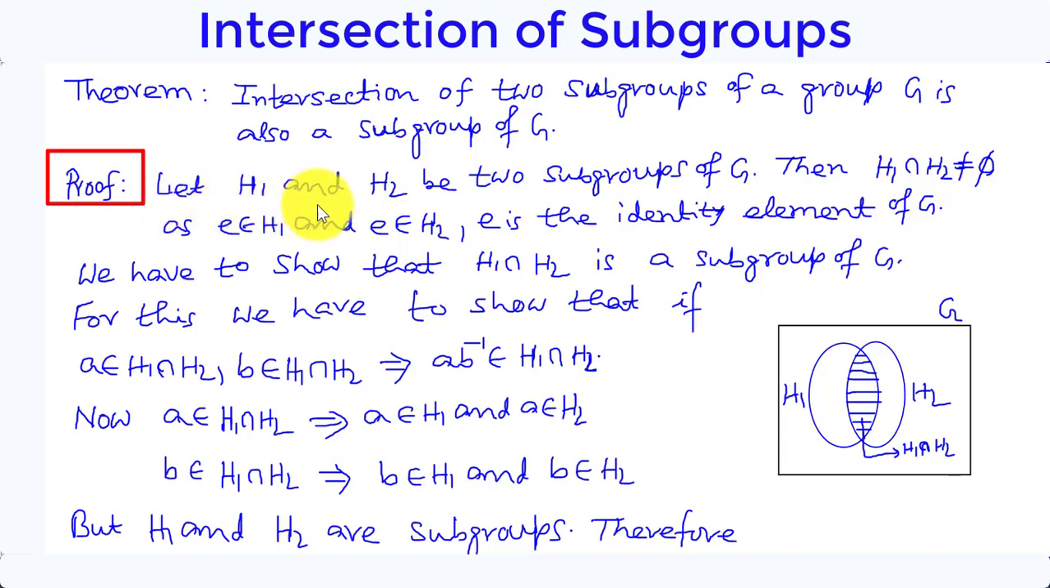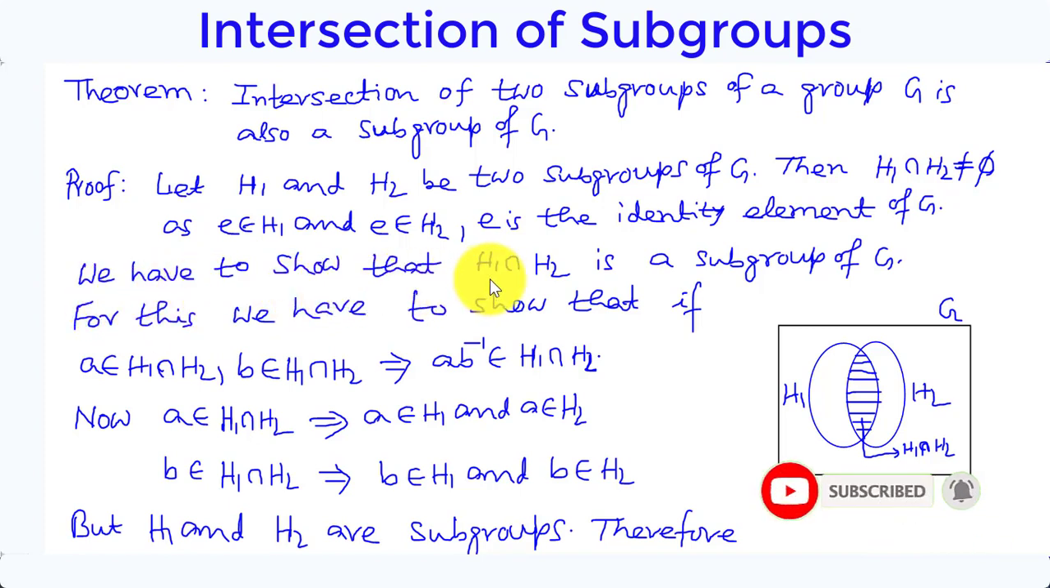Let H1 and H2 be two subgroups of a group G. Then H1 intersection H2 is non-empty as identity element E belongs to H1 and E belongs to H2, where E is the identity element of the group G. We have to show that H1 intersection H2 is a subgroup of G.